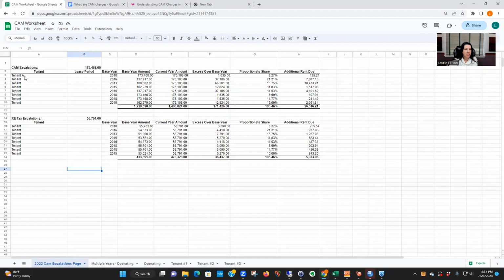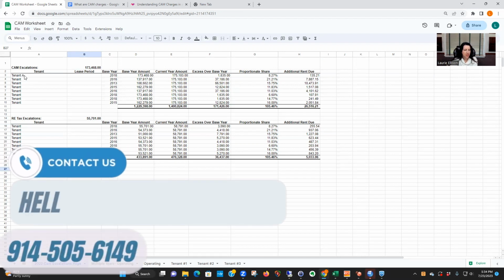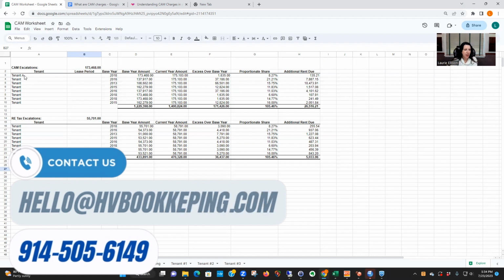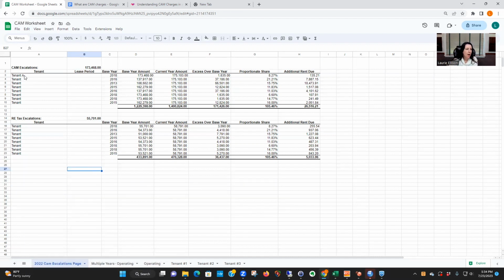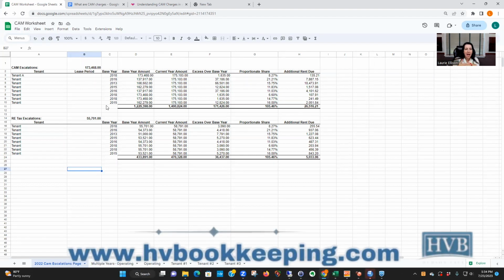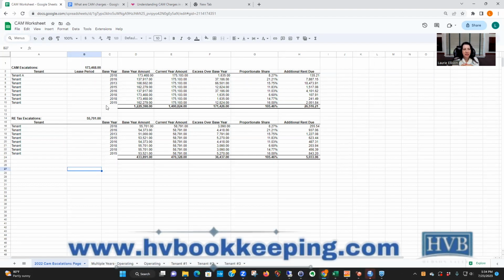This is a good thing for you to think about, and I'm going to put it up as a download, not with these numbers, but one that's totally blanked out. You would keep track of all your tenants, their lease period, and their base year, which is the year they moved in. The base year amount I'm showing on these spreadsheets is the total CAM expenses for the building as of the year they leased. Look, for this tenant, the expenses for the building were $108,000.